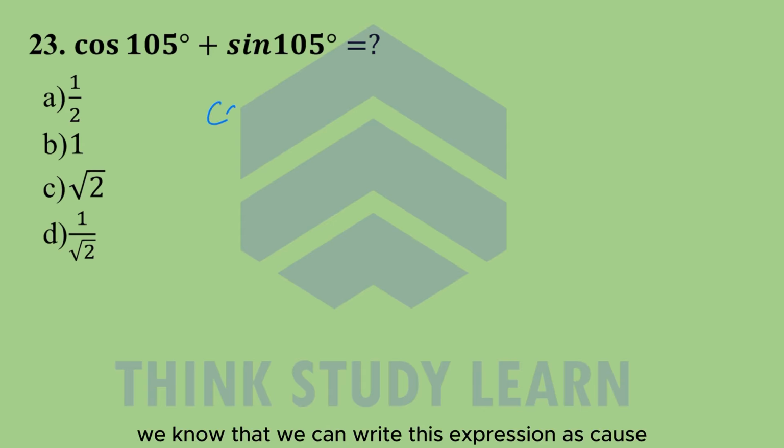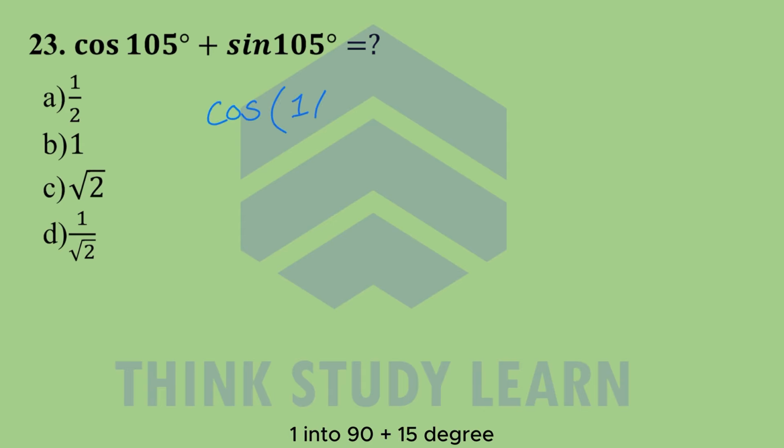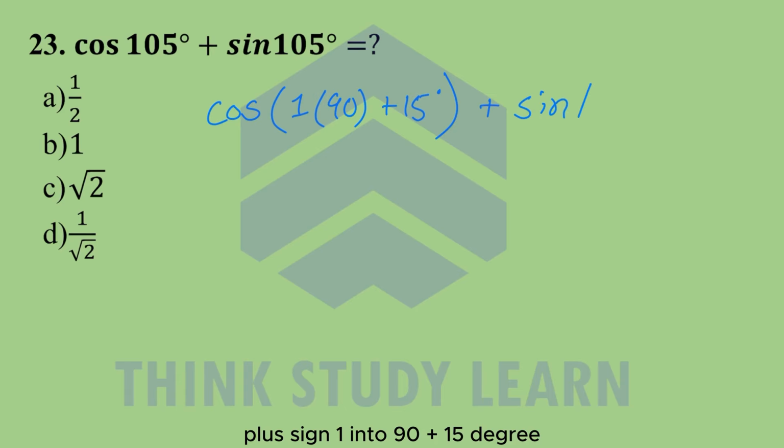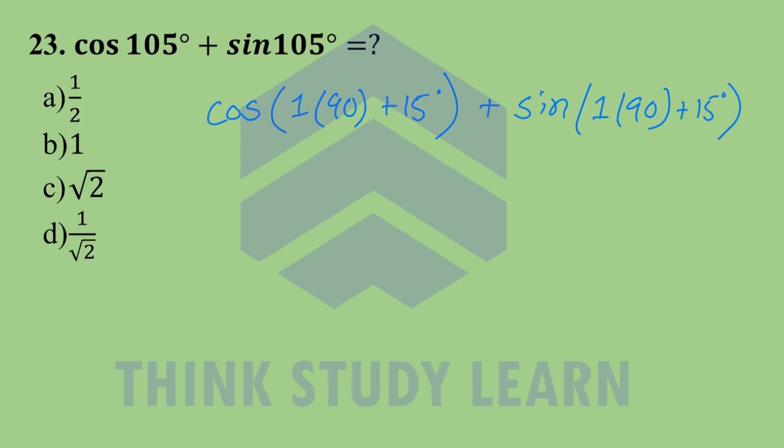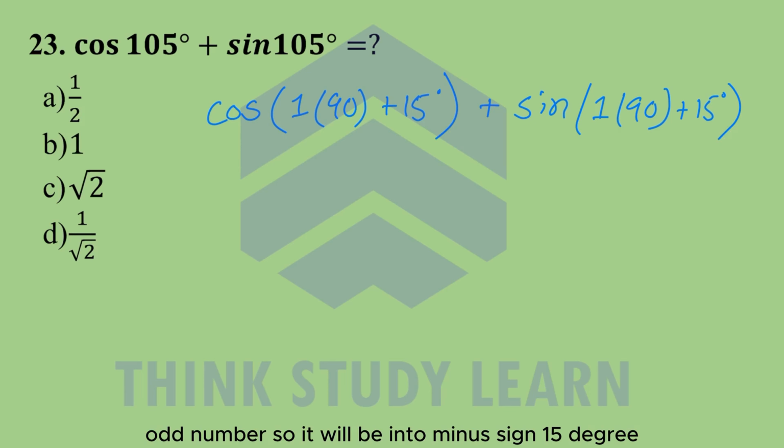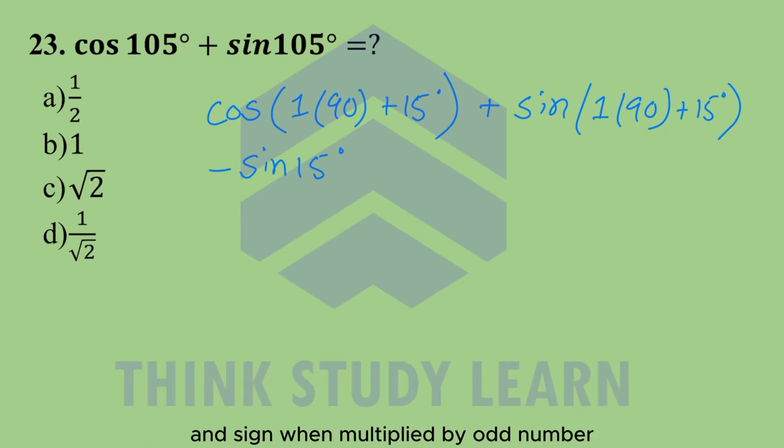So we know that we can write this expression as cos 1 into 90 plus 15 degree plus sin 1 into 90 plus 15 degree. So when cos is multiplied by odd number, it will be into minus sin 15 degree, and sin when multiplied by odd number, it is converted into plus cos into beta, which is 15 degree.